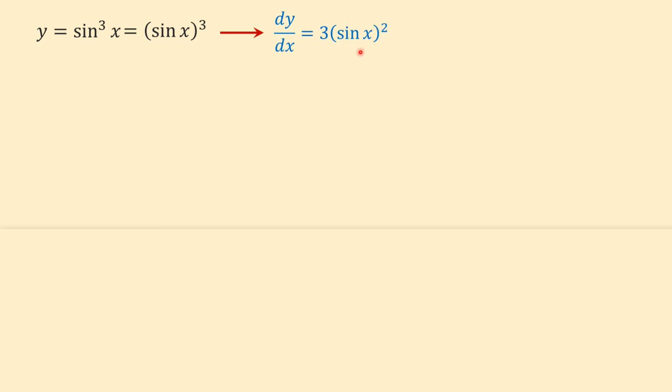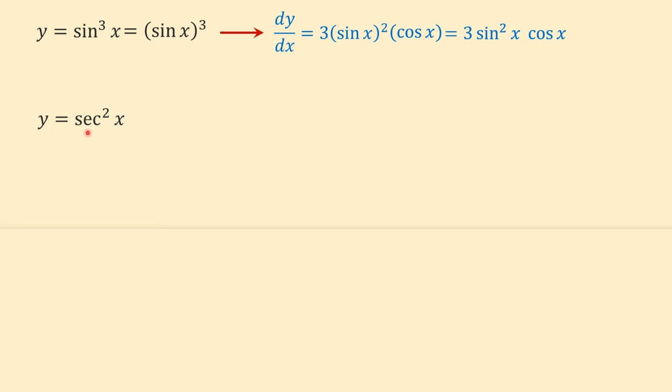Now we multiply it by derivative of the inside function. Remember that derivative of sine of x is cosine of x. And this is the derivative of the function. And if you want, you can rewrite it as 3 sine squared of x times cosine of x.